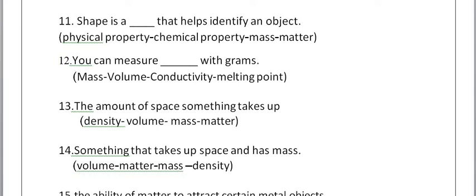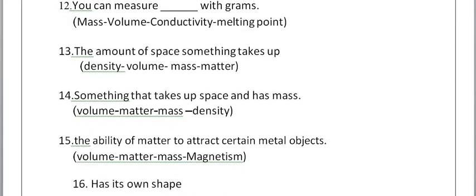So let's start. The first question is, shape is what that helps you to identify an object. Let me tell you that the shape and the color and the size all are property. So is it physical property or chemical property? Actually it's physical property because it describes the physical appearance or the outer shape of the matter. So shape is a physical property.